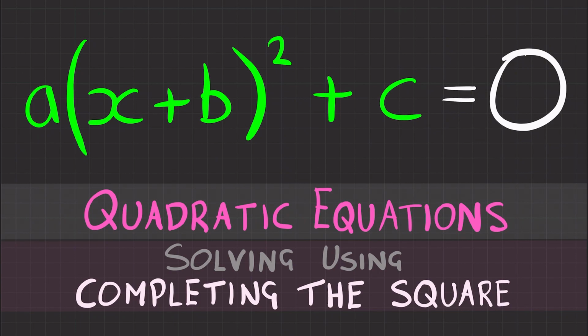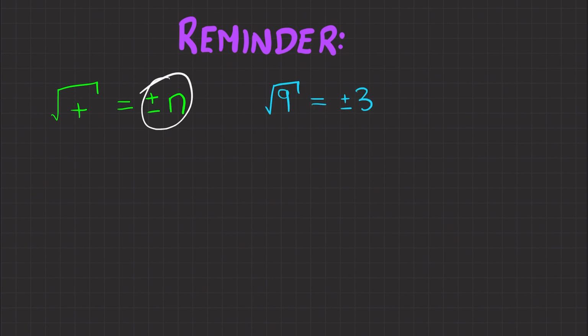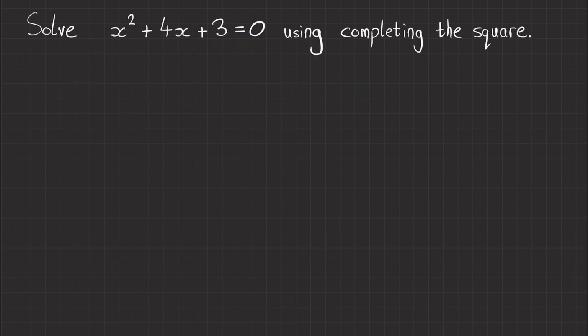Solving quadratic equations using completing the square. As a quick reminder, the square root of any positive number isn't just one value, it's two. So the square root of a positive number gives us two values. Solve x squared plus 4x plus 3 equals 0 using completing the square.